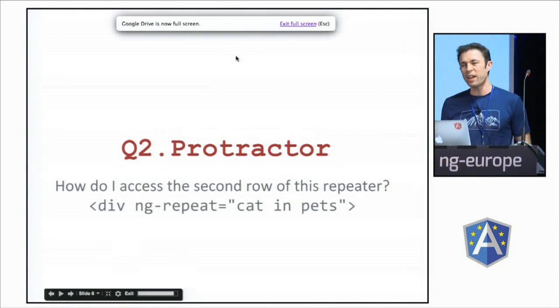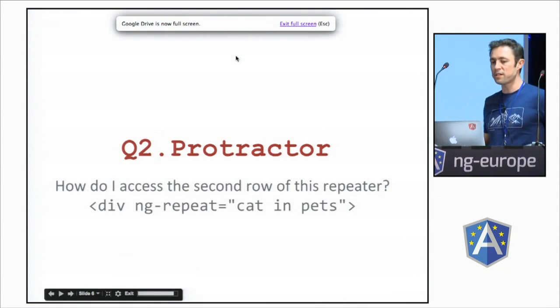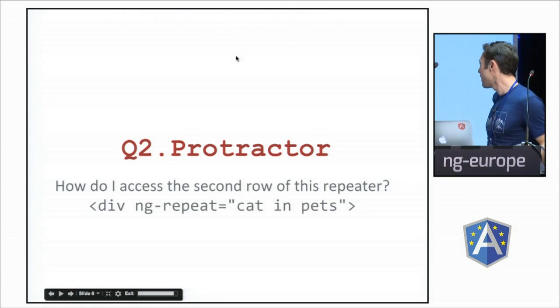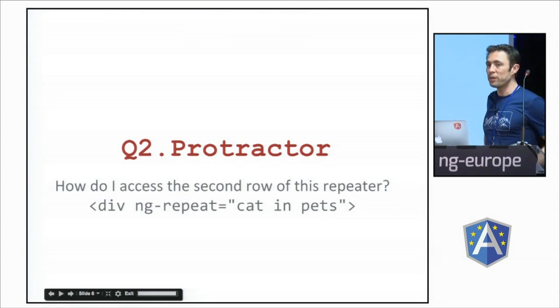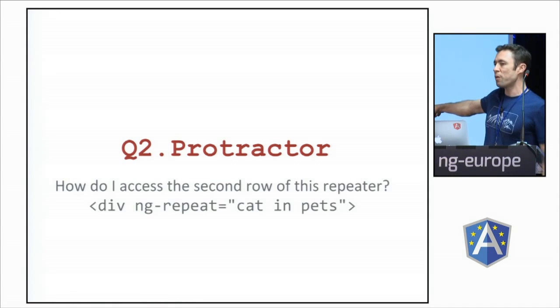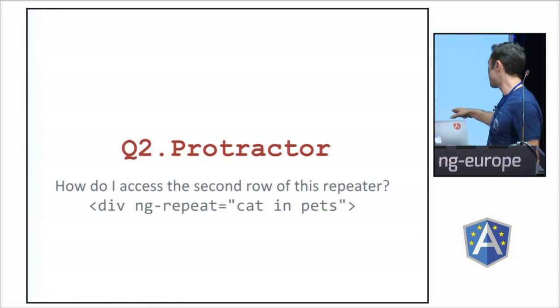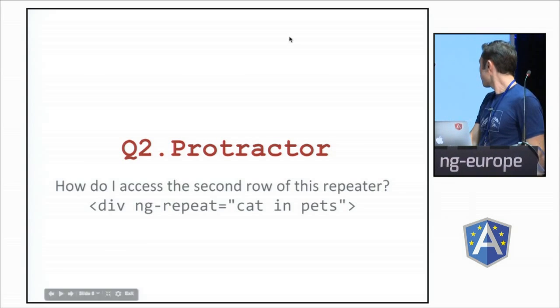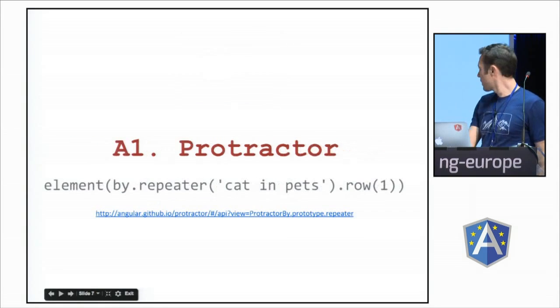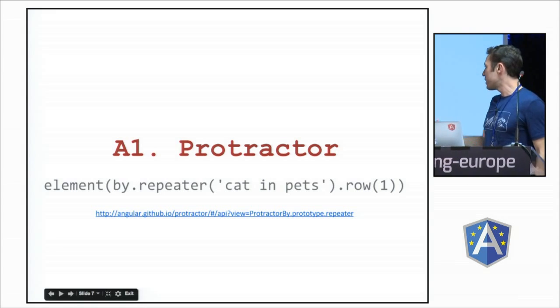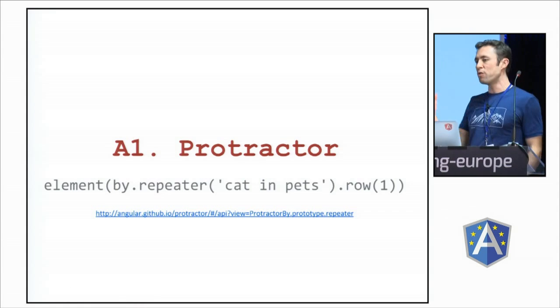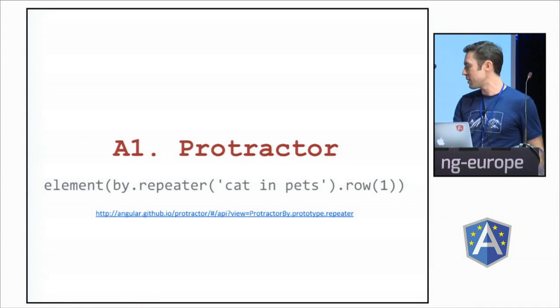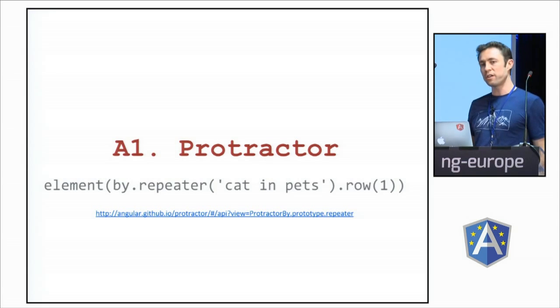Next question. So AngularJS is easy, yeah? We all know AngularJS really well, so that's an easy question. Probably there's a few people using Protractor here, so you might be able to answer this one. How would I access the second row of this repeater? It's a repeater which repeats over a bunch of cats in pets. So we use element.by.repeater('cat in pets').row(1), because it's 0-based. I could click on the link and show you the documentation for that as well, but I suspect it might take too long.